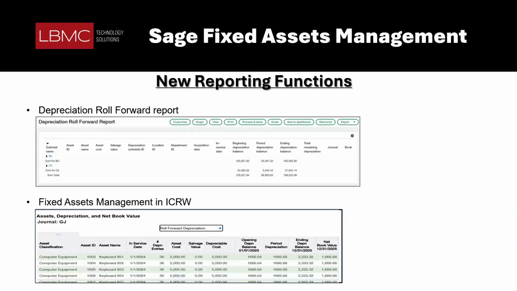Sage Intacct has also added the depreciation roll-forward report to the fixed asset management reports package. The depreciation roll-forward report provides a detailed view of changes in accumulated depreciation for your fixed assets over a specified period. It shows the beginning accumulated depreciation balance, depreciation expense recorded during the period, and the accumulated depreciation balance at the end, so you can reconcile the differences.